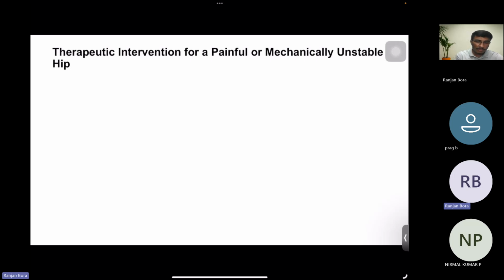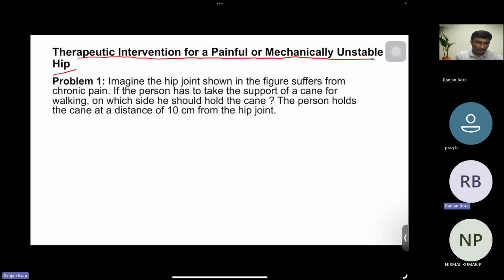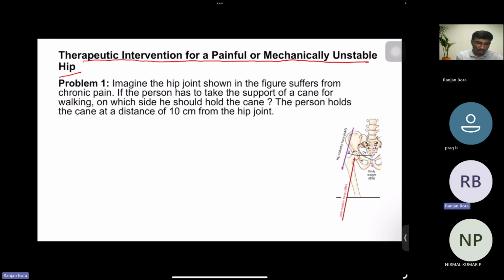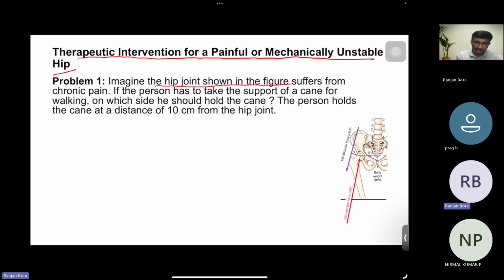Okay, there is one problem related to therapeutic intervention for a painful or mechanically unstable hip. This is the question. The hip joint, as shown in the figure, suffers from chronic pain. This side, this joint suffers from chronic pain. If the person is to take the support of a cane for walking, on which side should he hold the cane?